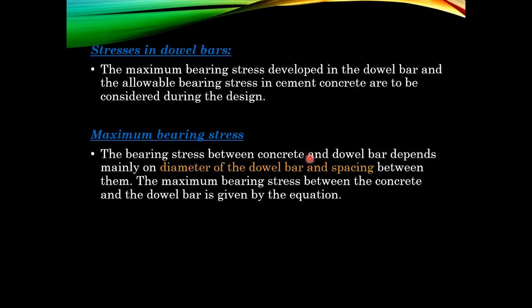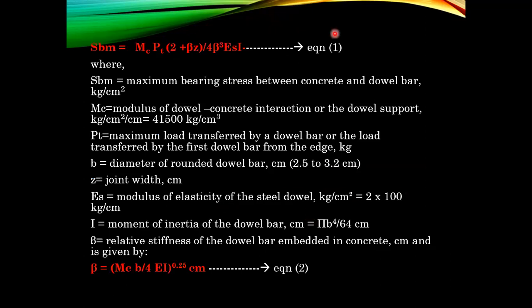This bearing stress between concrete and dowel bars will depend mainly on the diameter. Just now you told diameter, you can provide diameter of 25 to 30 mm. That stress will depend mainly on diameter of the dowel bar and also spacing between the two dowel bars. And maximum bearing stress between the concrete and dowel bar is given by this equation. Just copy these two equations, first one and second one. Okay, or take the screenshot.